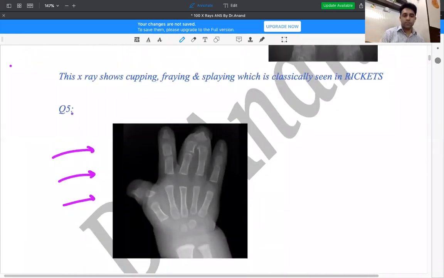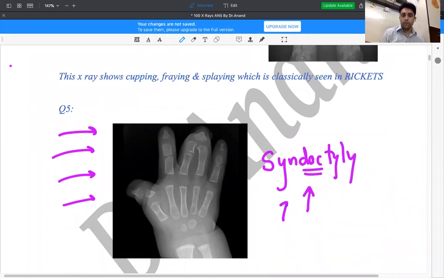Okay, what is this picture? Any idea? Question number 5. What is this picture? Any random guesses? Okay, can anyone tell me what can you see in this picture? What is this? Very good. So abnormal fusion of the digits is nothing but syndactyly.